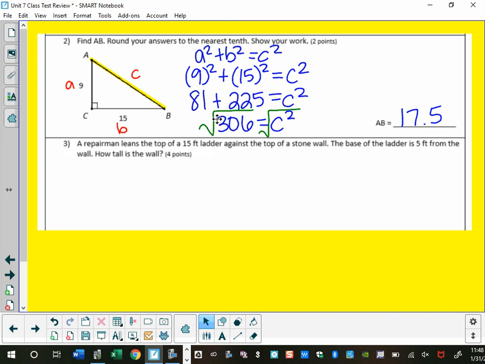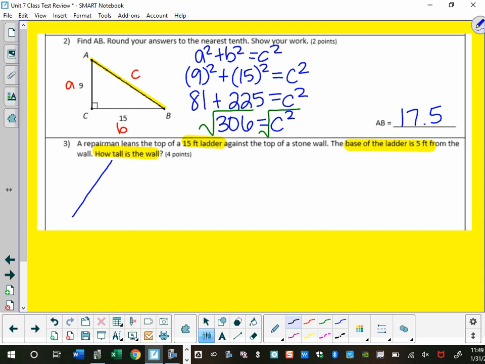All right, let's look at number 3. You cannot get freaked out just because it is a word problem. A repairman leans the top of a 15-foot ladder against the top of a stone wall. The base of the ladder is 5 feet from the wall. How tall is the wall? Now, you cannot have a fit because it's a word problem. Draw a picture. There's my ladder.